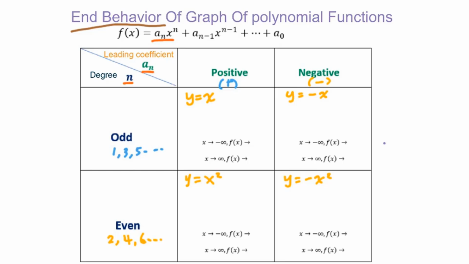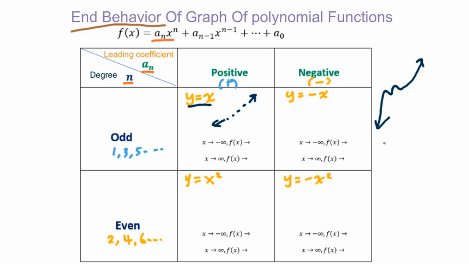Therefore, if the degree is odd and the leading coefficient is positive, the graph is like y equals x, a graph like this. Between the two arrows, we put dot, dot, dot. Maybe there are a lot of turning points, like this, going up, and then like this.